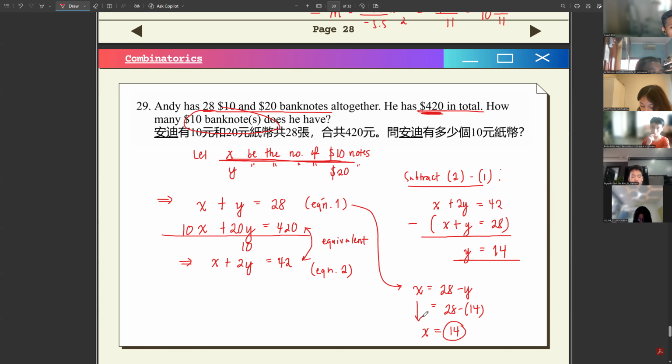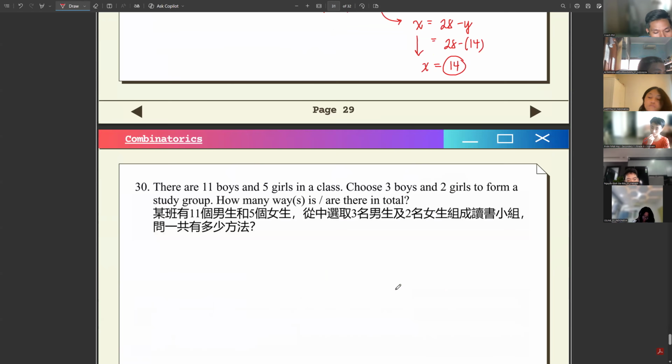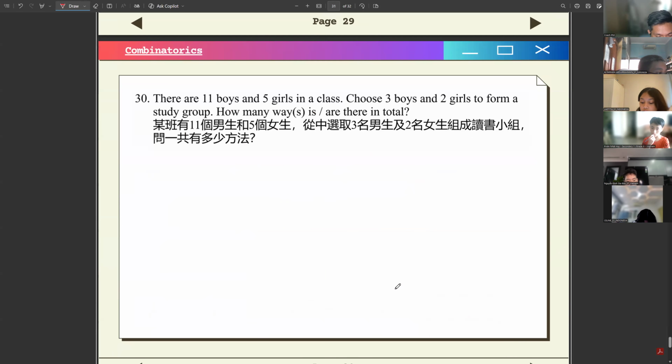So we can now finish up with the last problem. There are 11 boys and 5 girls in a class. Choose 3 boys and 2 girls to form a study group. How many ways are there in total?